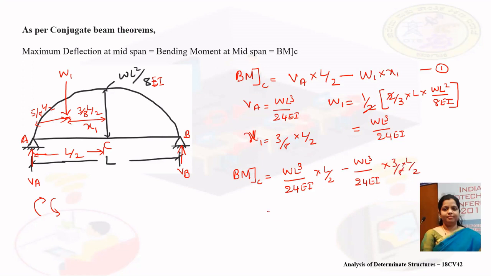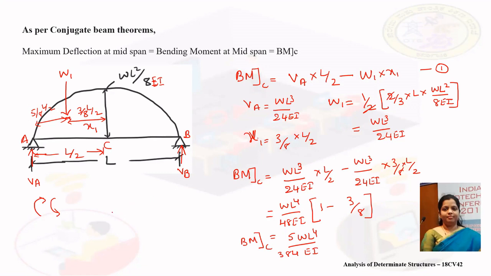L by 2. Now let me take this value WL raised to 4 and 48 EI separately. It will be 1 minus 3 by 8. Further simplification, we will get 5 WL raised to 4 divided by 384 EI. This is the maximum bending moment at C.